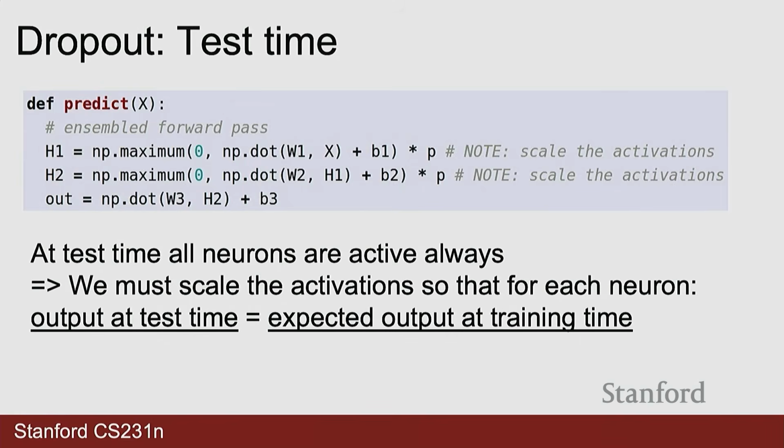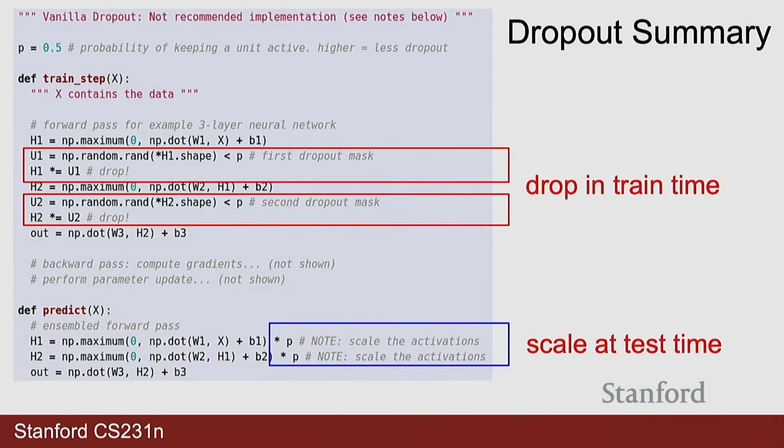The basic idea is that at test time, you want the expected output to be the same as at training time. So if you dropped 25% of your activations during training time, at test time you would scale by 0.75 so that the expected output is the same. I think there was a bit of confusion because in this slide, the implementation uses P as the probability of keeping a unit active. So there's a bit of a mismatch there, just to clarify.